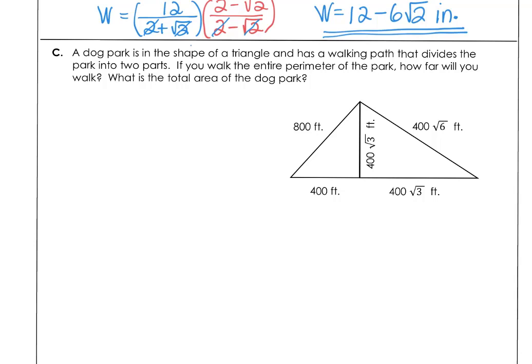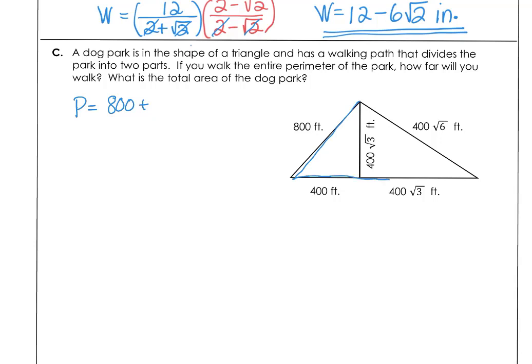It's in the shape of a triangle, and it has a walking path that divides the park into two parts. This is our walking path. If you walk the entire perimeter of the park, how far will you walk? And then the second part is what's the total area of the park. That would be inside here. So thinking about perimeter is the distance around. So I'm going to start at 800 and then move to 400. So I'm going to go this way.